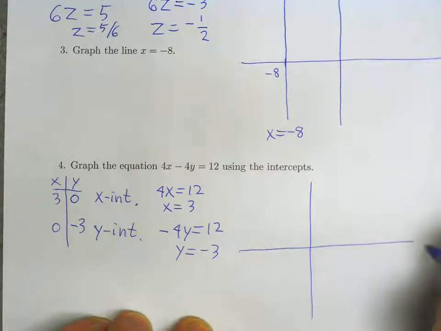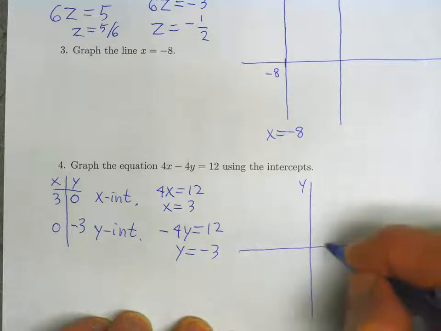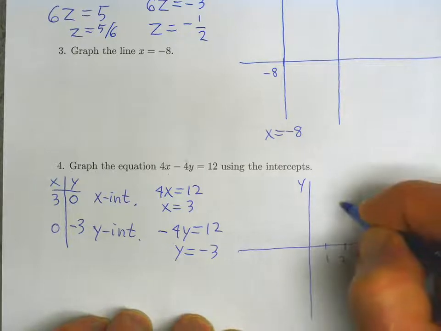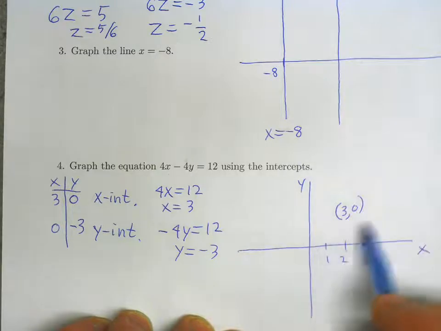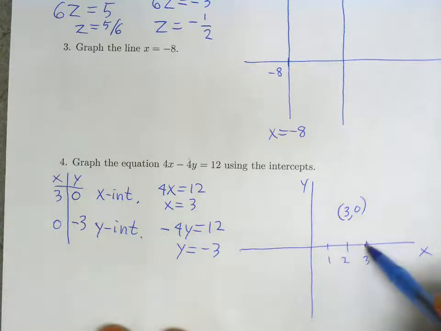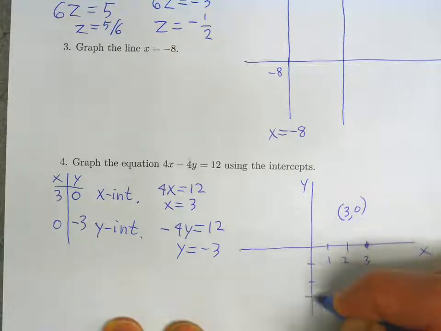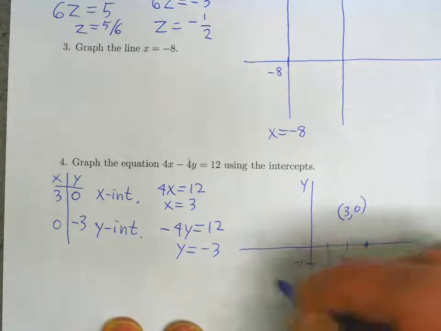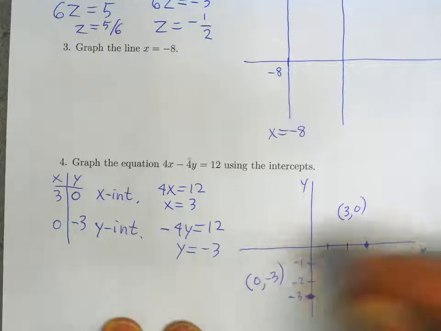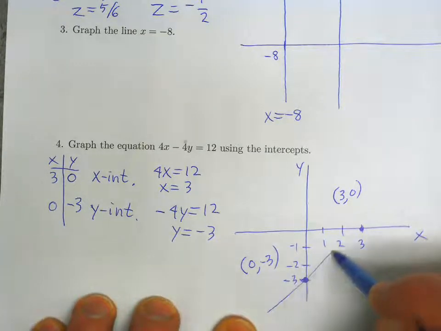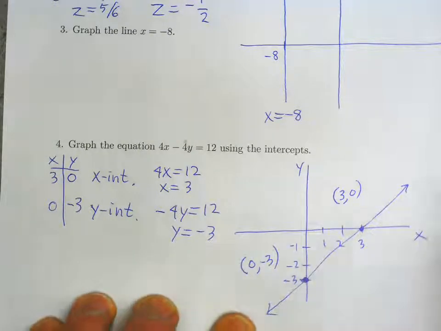So we'll plot those 2 points. 3, 0. So it's an ordered pair. Ordered pairs should have parentheses around them. So 3, 0 is the x-intercept, and then the y-intercept is this point, whose coordinates are 0, negative 3. And then if you have 2 points, you can draw a straight line through those 2 points to graph the equation.